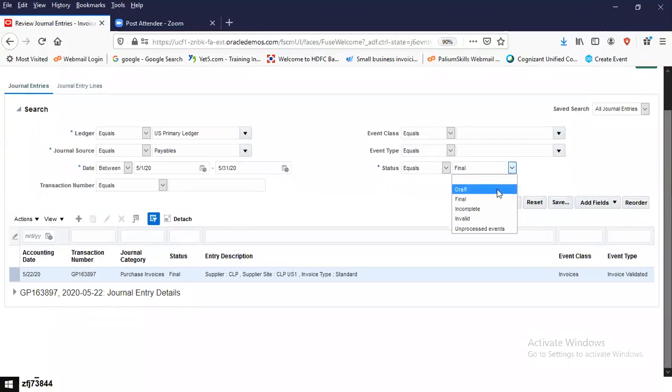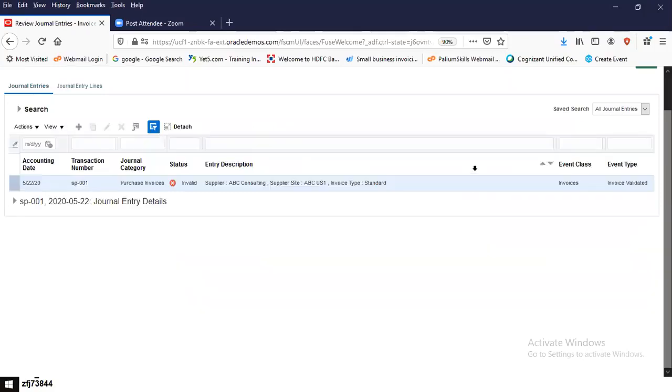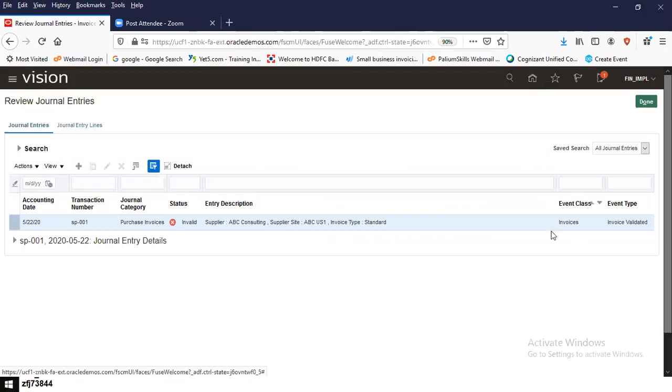Nothing is incomplete, invalid. This is one which is invalid. Invoice validated. So it tells you about the event class, the event type, all of this information is visible on this. So this is at the sub ledger level, the XLA tables. The sub ledger XLA tables.